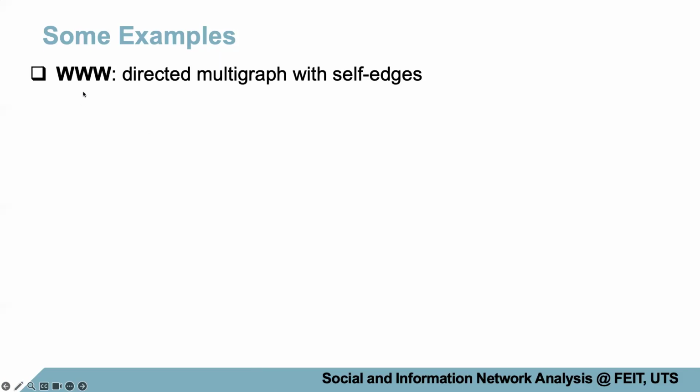So here, I give you some examples. You can see the World Wide Web is a directed graph, because the hyperlinks between the web pages have a direction. And also it's a multi-graph, because between two web pages, they can have not just one link between them. And also a web page may have a self-edge to itself. So it is a self-edge graph.